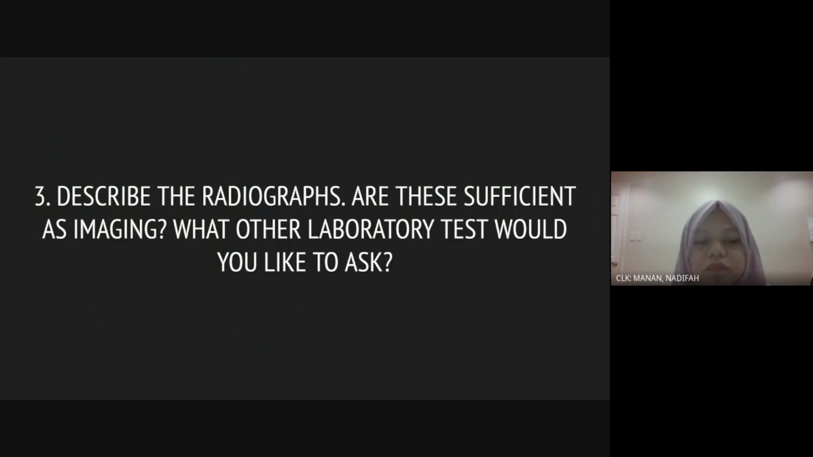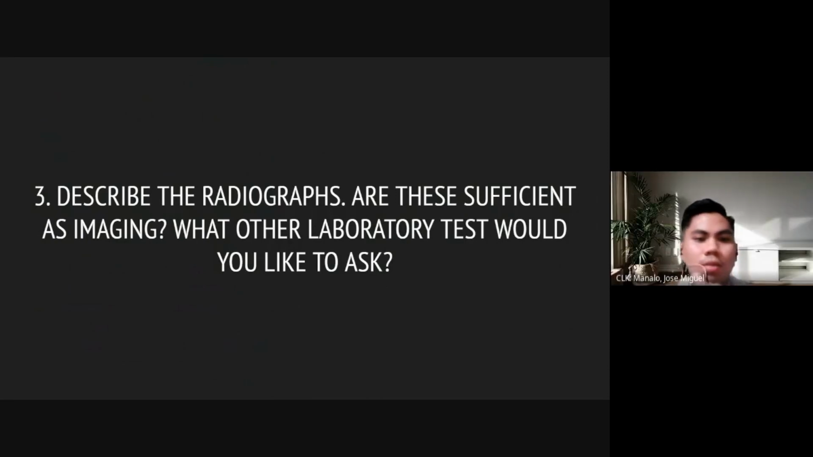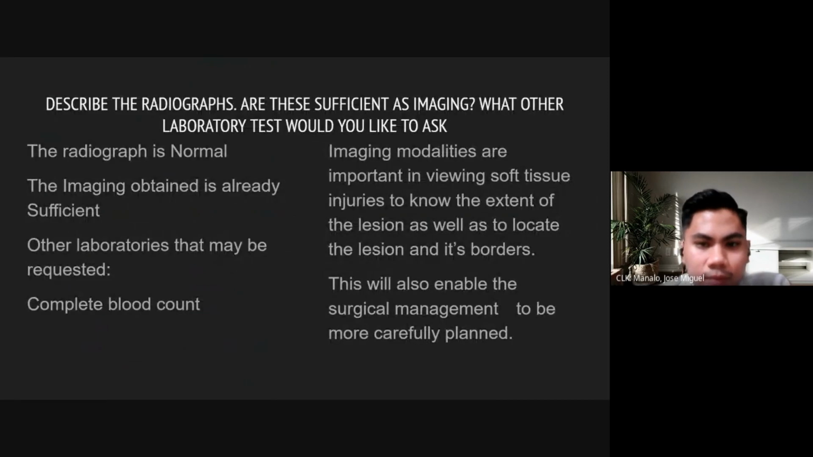So for number three, describe the radiographs. Are they sufficient as imaging? What other laboratory tests would you like to ask? Next slide. So for the radiograph, the radiograph of the patient is normal. The imaging obtained is already sufficient. Other laboratories that may be requested can be the CBC.